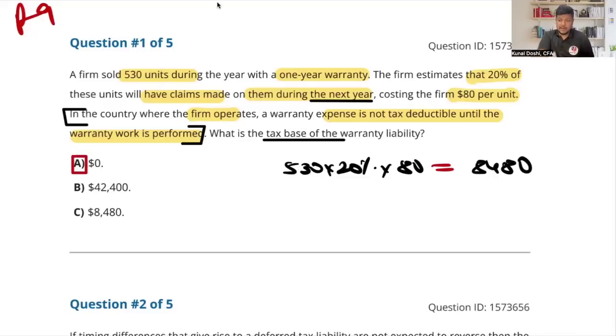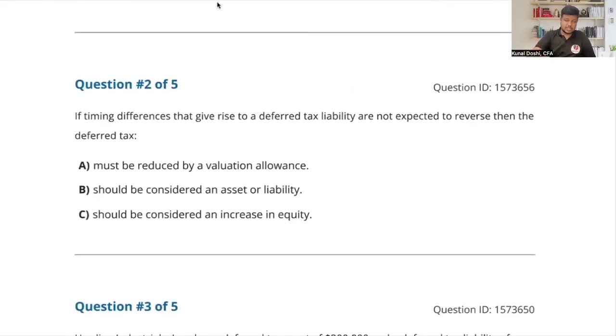Why? I'll repeat. Because in the tax reporting, we do cash-based accounting. We don't do accrual accounting. So they said that this warranty claim will come next year. So in the tax reporting, the current tax base of this liability will be 0. In financial reporting, I will put this amount. But they ask the tax base. Tax base is tax reporting. In tax reporting, nothing will come in the first year. Understood? Clear? Very important question.